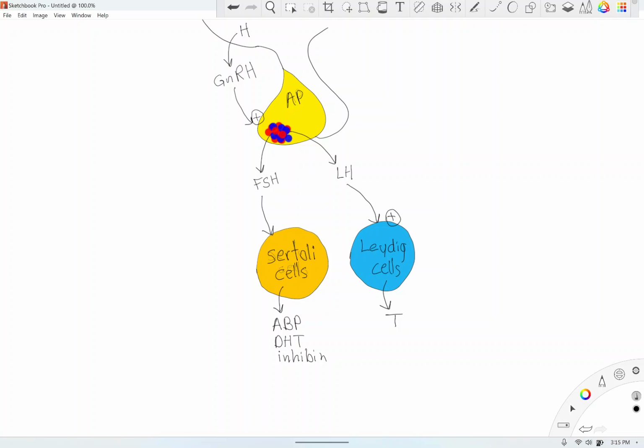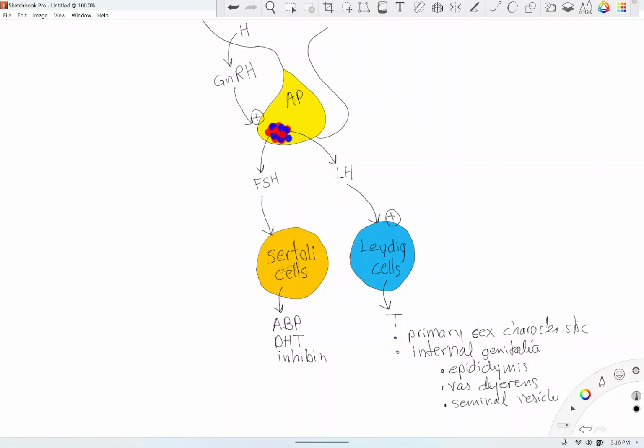What are those internal genitalia? Well, epididymis, vas deferens, and seminal vesicles, just to name some of them. So that is the function of testosterone. Next is dihydrotestosterone.